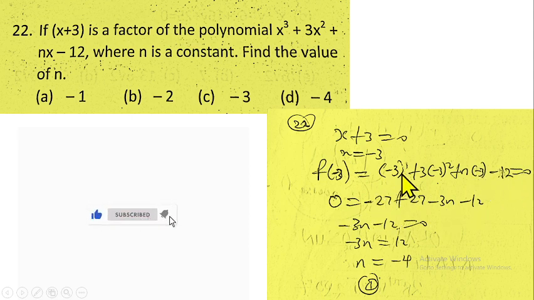From there, if you simplify, minus 3 cubed is minus 27, minus 3 squared is 9 times 3 is plus 27, minus 3 times n gives us minus 3n, minus 12 is equal to 0. So minus 27 plus 27 gives us 0. So you are left with minus 3n minus 12. So from there, we can collect like terms, and that will give us minus 3n equals 12. Divide both sides by minus 3, that gives us n to be minus 4. Option D is the correct option for question number 22.